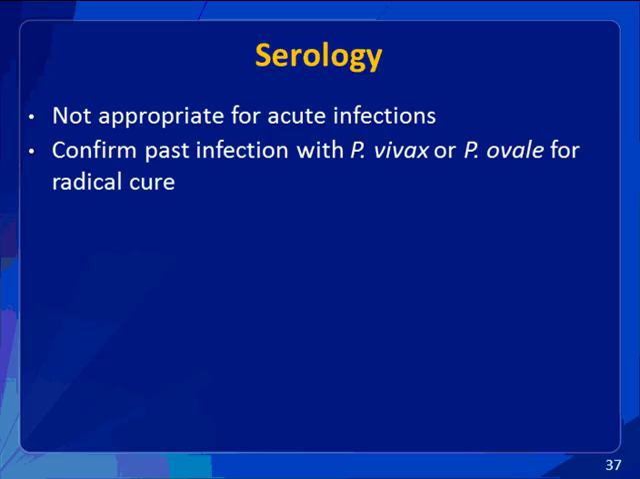There also exist serologic tests for malaria, which detect the presence of antibodies to species-specific antigens. Most commonly, these tests are used to confirm past infection with either P. vivax or P. ovale. Remember, these are the 2 species that can cause relapses, and confirming a past infection might lead a clinician to prescribe a treatment course to kill off the remaining dormant liver stages. This treatment course is called a radical cure, and I'll be discussing it later.